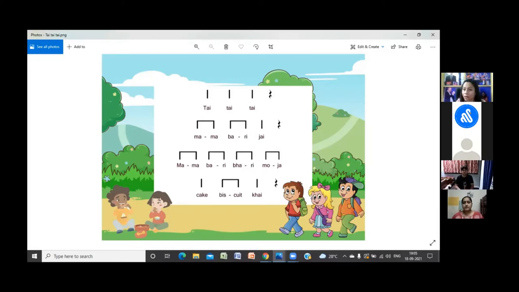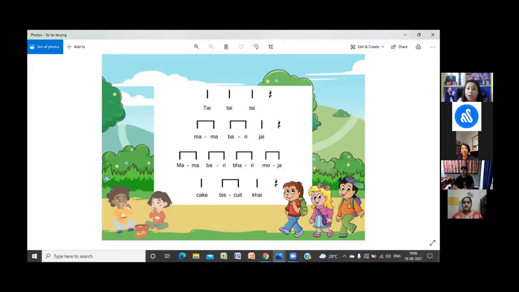it's a pitch part. I will sing the song Tai Tai Tai. You will tell me how many sounds were there. Tai Tai Tai. Mama bari jai, mama bari bari moja cake biscuit khai. How many sounds were there? Yes, that's two sounds. But they were close to each other. Yes. That was Tai Tai Tai Mama Bari Jai Mama Bari Bari Moja Cake Biscuit Khai.